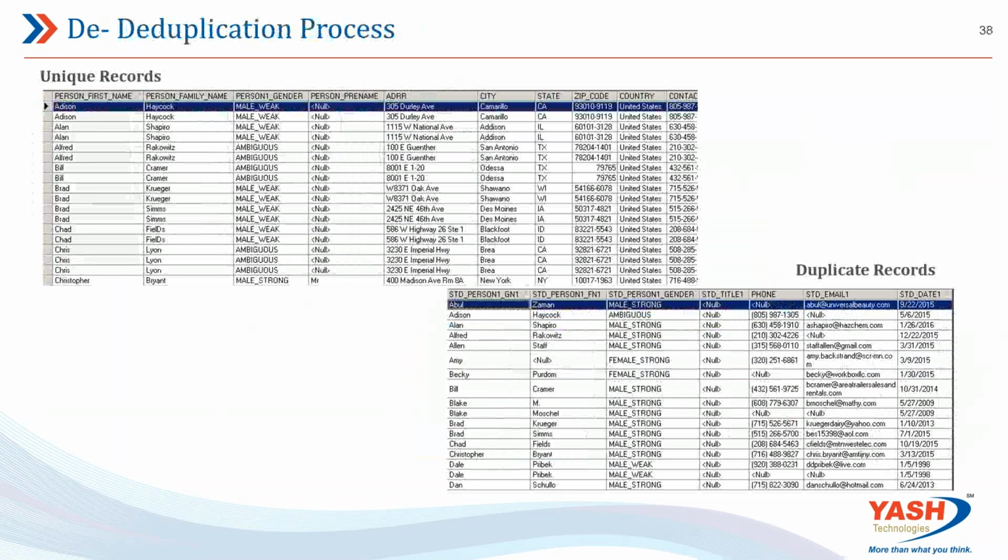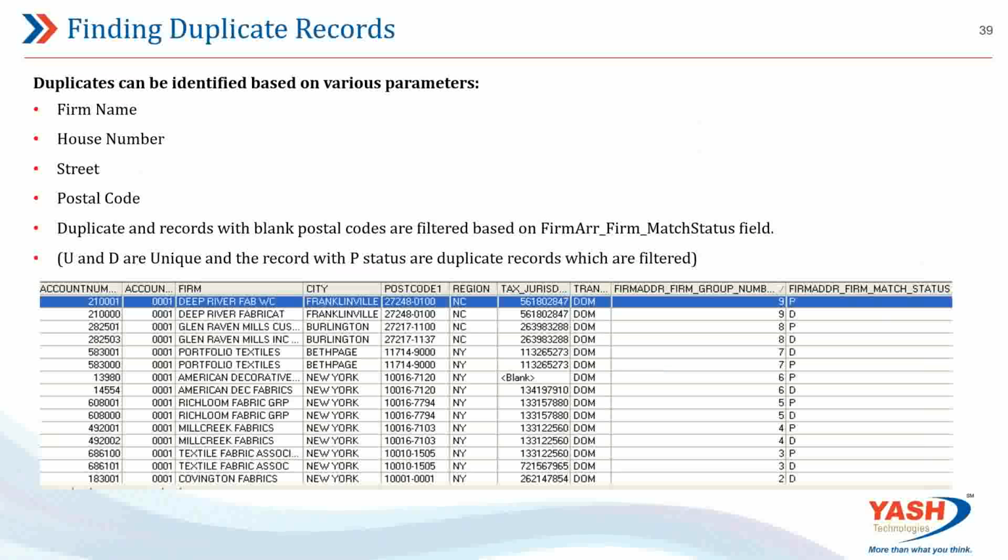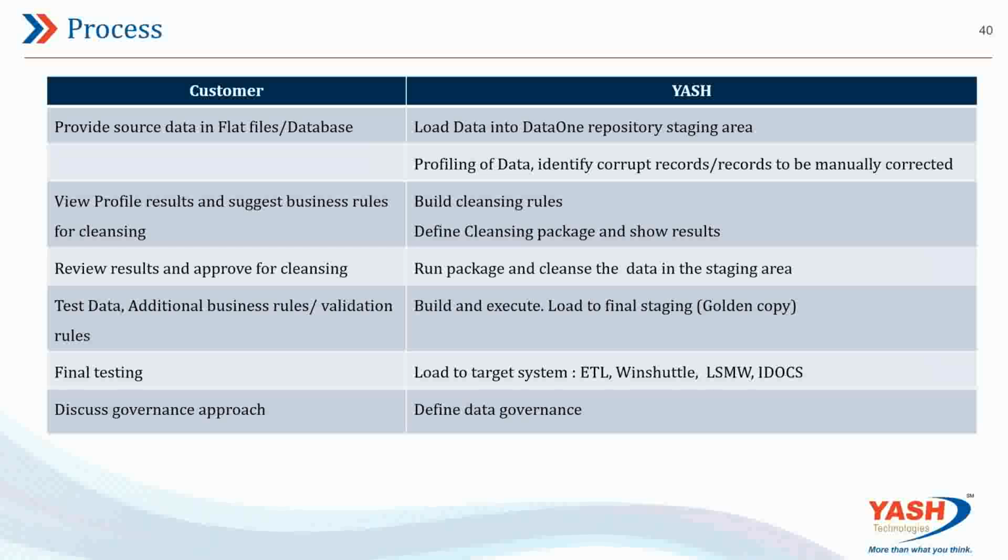Deduplication, removal of all the duplicate records after the process. It's much easier to remove all the duplicates. So again, duplicates are identified by combining a list of fields. Usually, like I said, name, email, etc. And in this case, firm name, house number, street code, and the records are cleaned up.